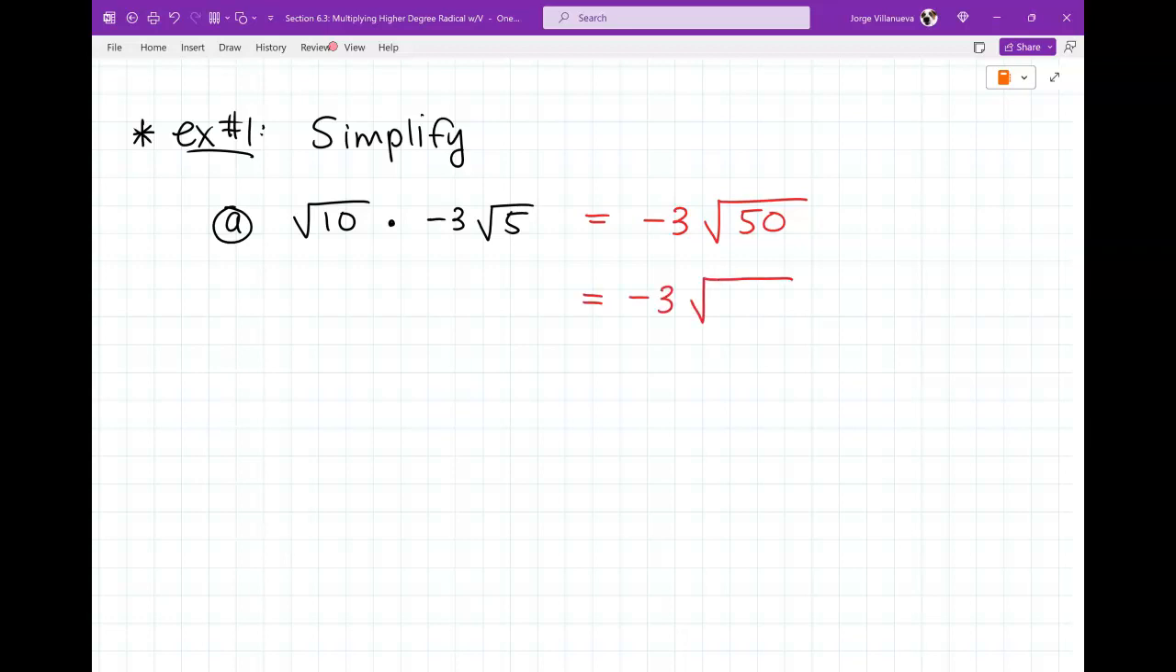What do you guys think? 25 and 2. Yeah, 25 and 2. And what's the square root of 25? 5. So the 5 is going to go outside. I'm going to skip the in-between step. Okay? So the 5 goes out. Negative 3 times 5 is negative 15, radical 2. And I'm done.